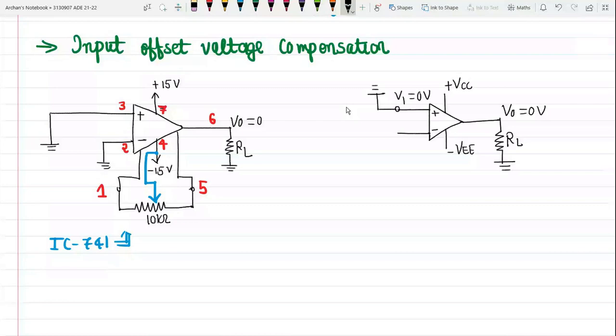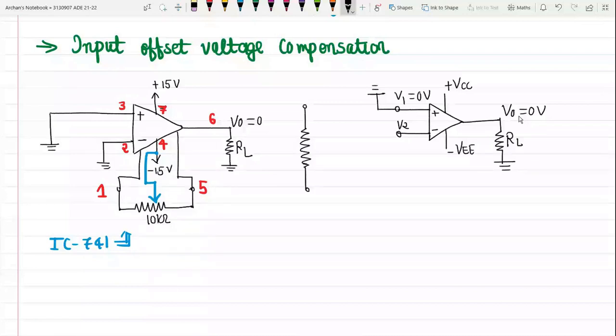Now in order to get the output voltage V0 equal to 0, what we require is the compensating network. Here we will use one resistance. Let us say the value of this resistance is RA, and this resistance is being provided with the positive and negative supply. So plus VEE is over here and negative VEE supply is over here.